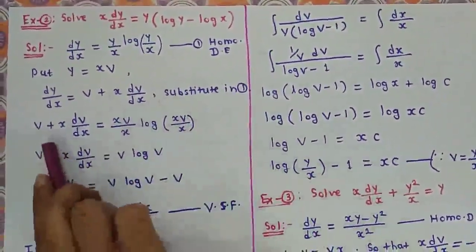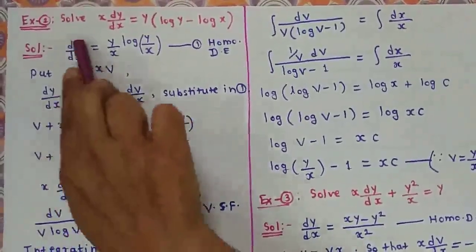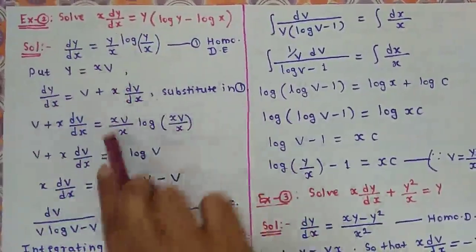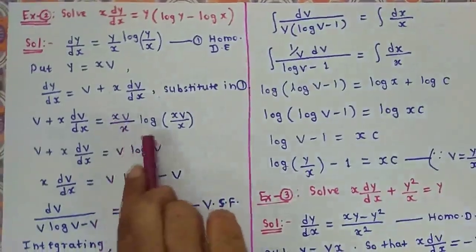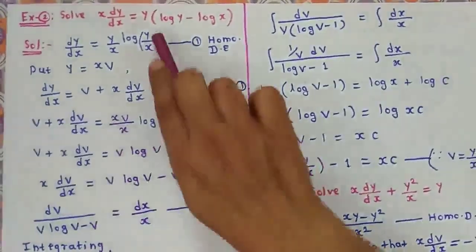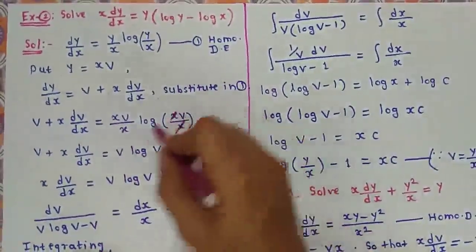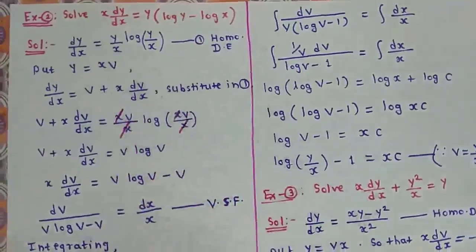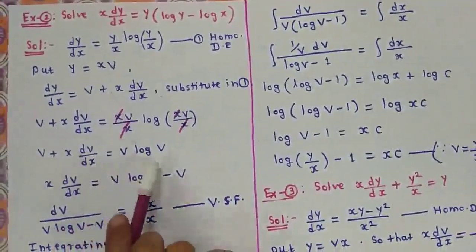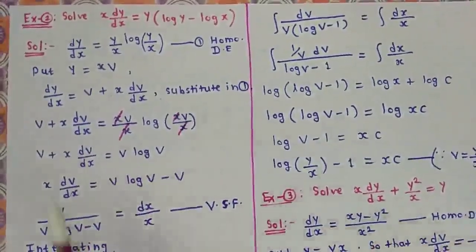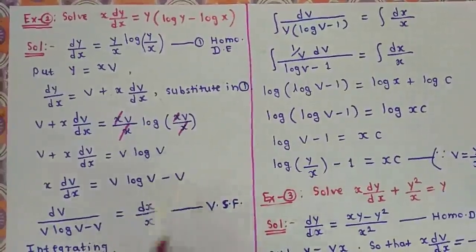So we get v plus x dv by dx. This is the value of dy by dx, equals y by x, where y is replaced by xv. So we get xv upon x into log of y upon x, that is xv by x. Here x gets cancelled, and here also x gets cancelled. So simply we remain with v plus x dv by dx equals v into log v. Now we shift this plus v towards the right side, so we get v log v minus v.